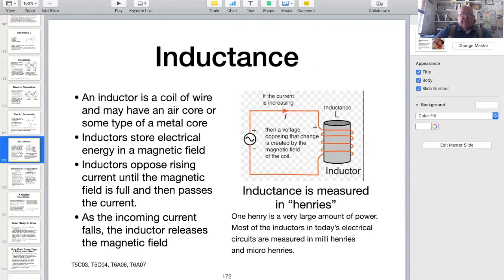This slide repeats the information about inductors from the video on volts, amperes, ohms, henries, and farads. You'll notice there are several potential test questions about inductance. 1 Henry is a very large amount of inductance. In the electrical devices in our ham shacks and around the house, these will be much smaller inductors measured in millihenries and microhenries.